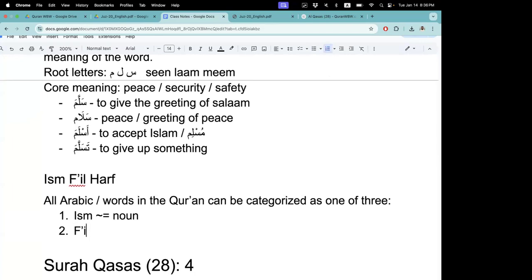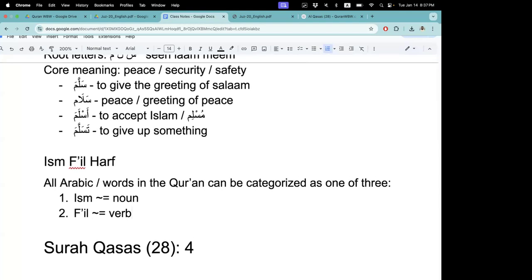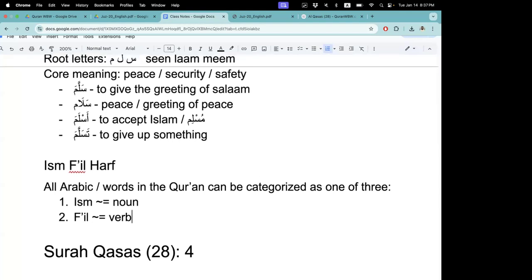The next one is fi'l. Fi'l is approximately what? What do you think? A verb, right? Excellent. The interesting nuance of a fi'l in Arabic that doesn't exist in English, and to my knowledge doesn't exist in non-Semitic languages, but I'm not an expert in languages, is that it carries with it a doer. The doer in it is implicit.